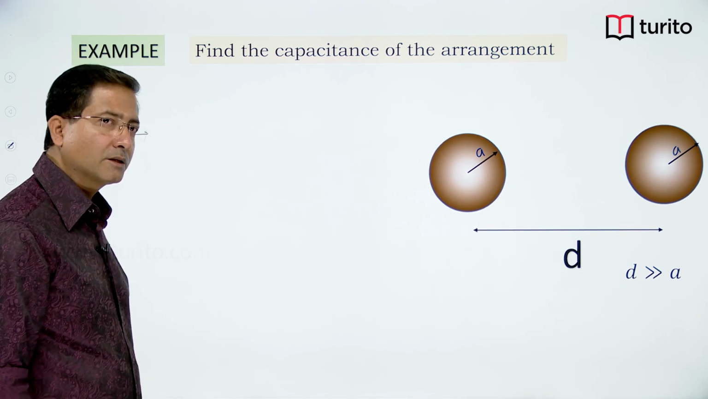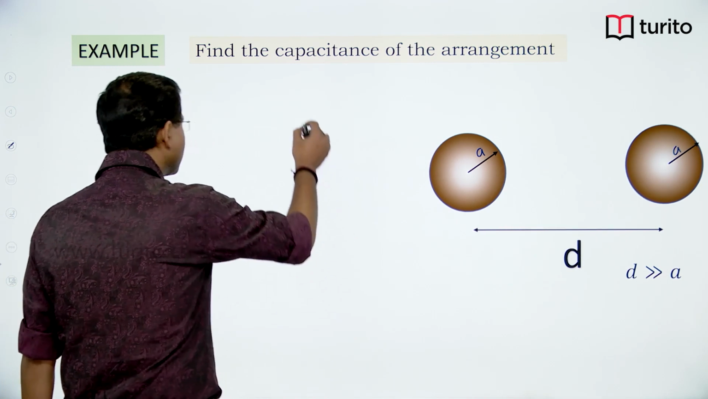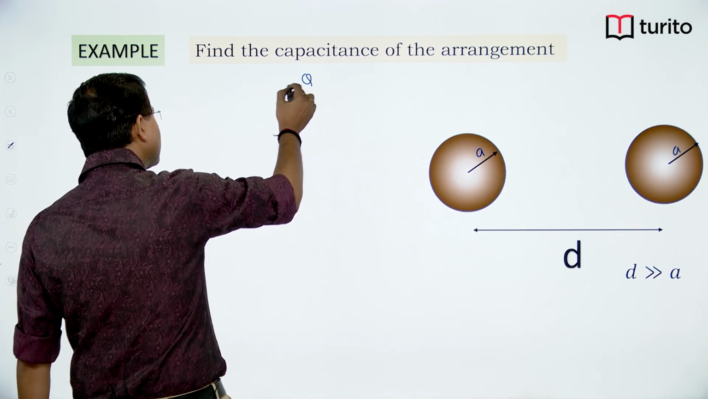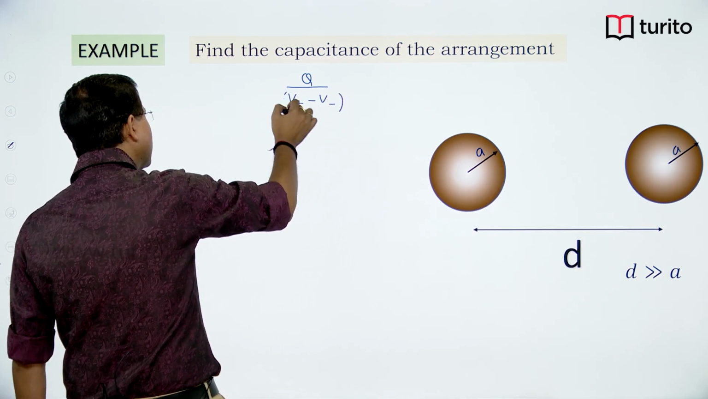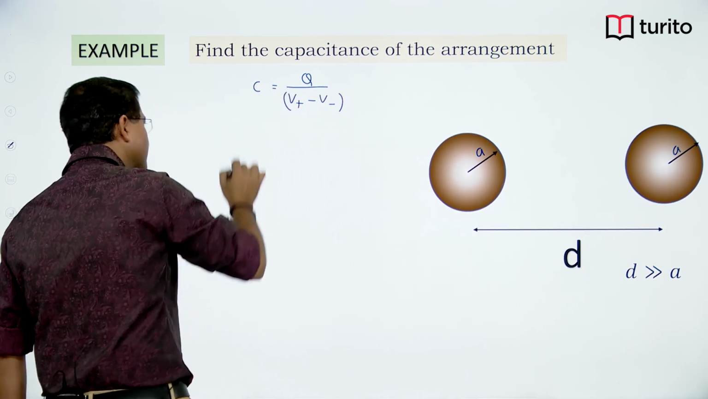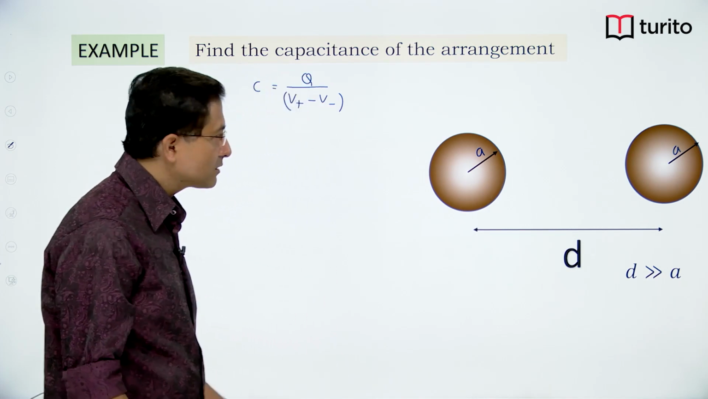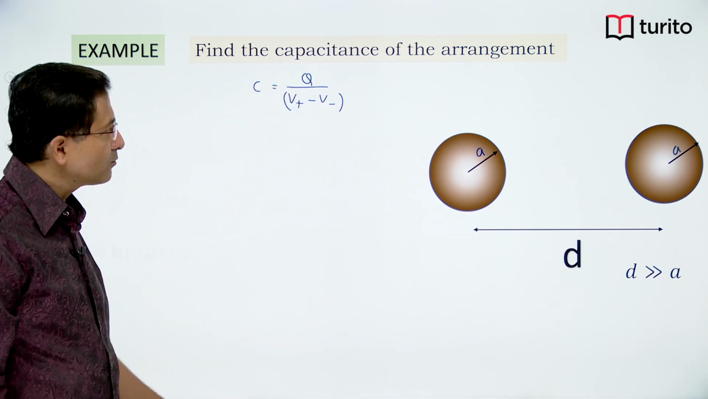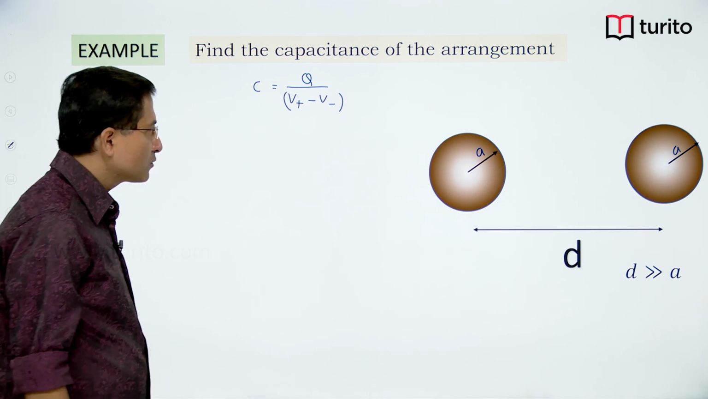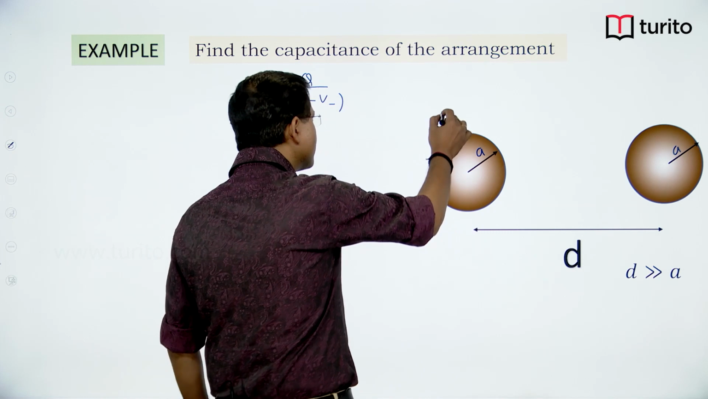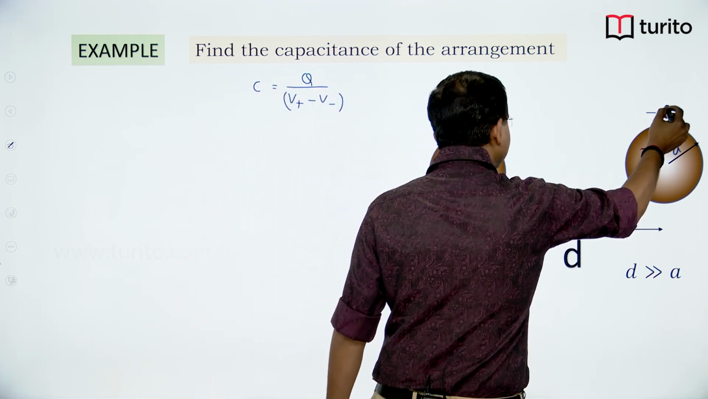So, first I will tell you the basic method. Our basic method was we will give charge and then we will try to find out the potential difference, and charge by potential difference will give me capacitance. That was the procedure, right. For any new system we get, this is the procedure we need to follow. Now, I will give plus q charge to this one and minus q charge to this one.